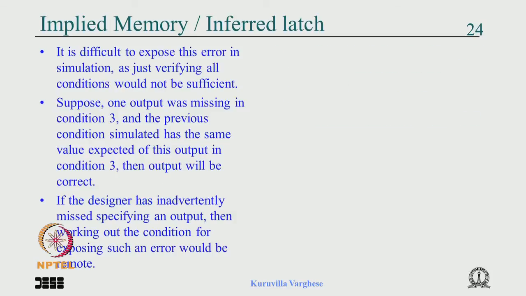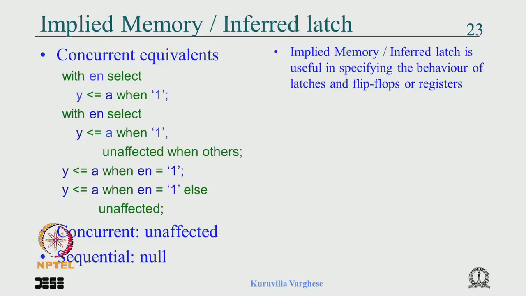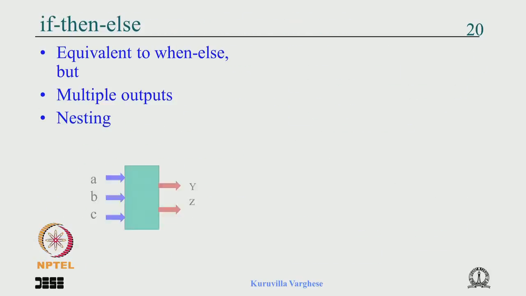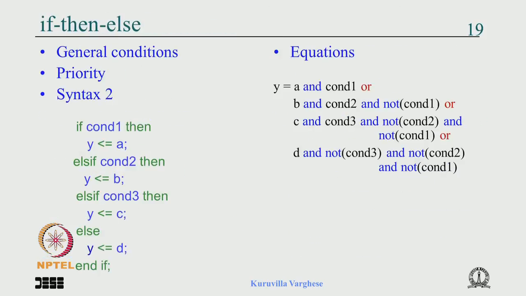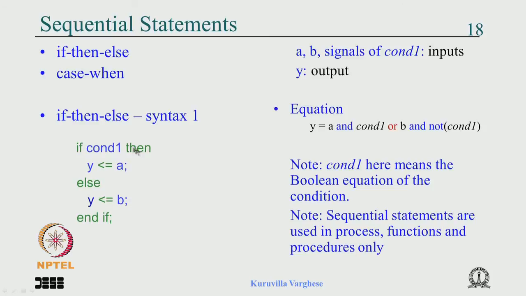So the next statement we are going to look at is the case when, and what we have left is the loops. But maybe we are coming to the end of the lecture, so we will look at it in the next lecture. So quickly we can run through the if then. If then is identical to the when else in the concurrent statement.